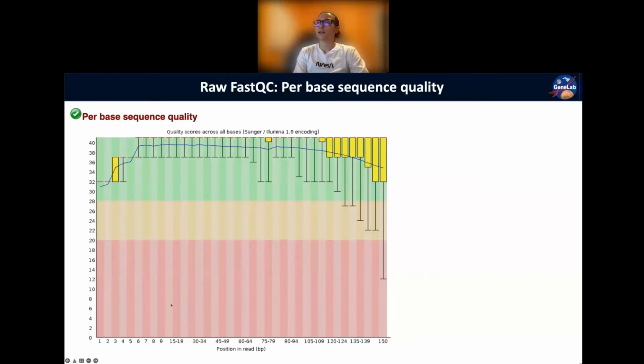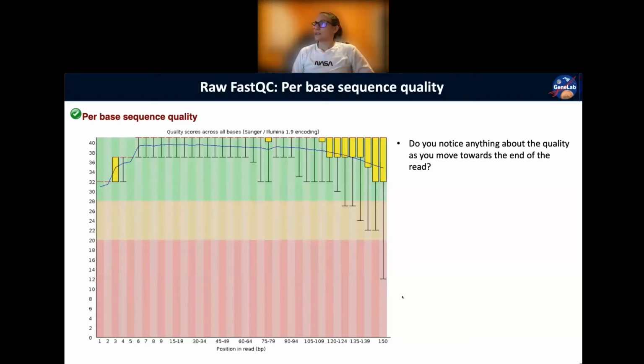A couple of questions about the quality: do you notice, and I should say that this is looking at all reads in the FASTQ file, so that's why these are box and whisker plots. You're seeing the quality of all reads for each position of the read in the file. And remember, there's over 100 million reads in this file, so this is a summary across all 100 million reads. Do you notice anything about the quality as you move towards the end of the read? Yeah, they get worse as you go further along.